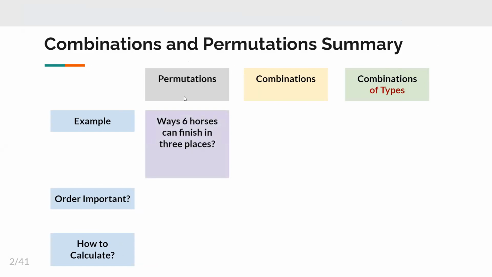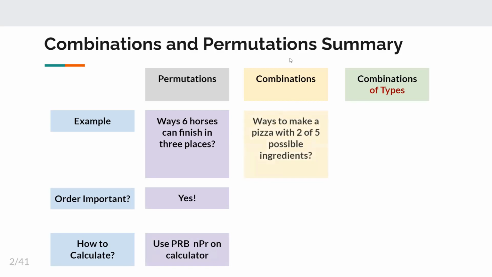So the first example we have is of permutations: ways that 6 horses can finish in the top 3 places in a race. Order is important. That is what we need to keep in mind when we're looking for a permutation problem. Is order important? If it is, then it's a permutation problem. We're going to calculate that using the PRB key on the calculator and then the NPR function. I will review that in a moment.